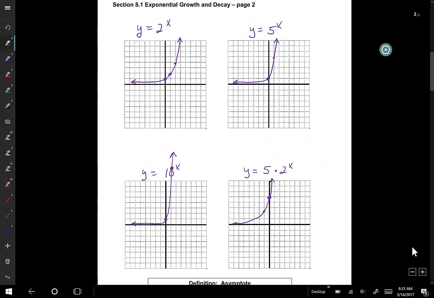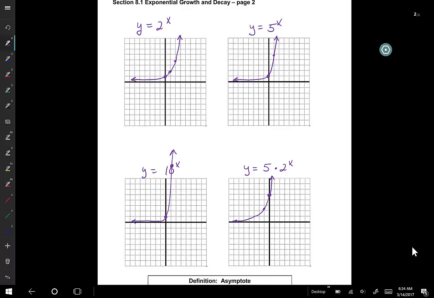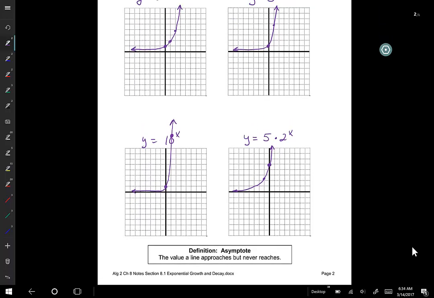And so as we compare these four, you'll notice the difference between 5 times 2 to the x and 2 to the x is really a shift up vertically. And so the whole graph has really been pulled over tighter to the y-axis with a more gradual curve. So when you're graphing these, 3 points is usually plenty to get an idea of what they look like, and moving on.